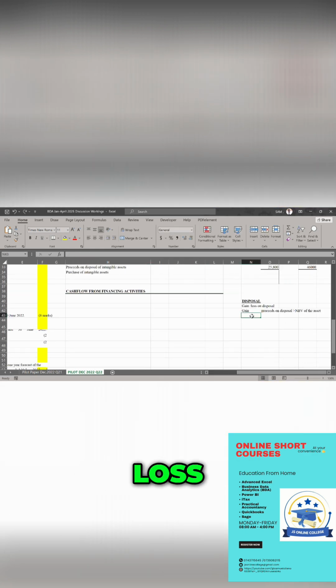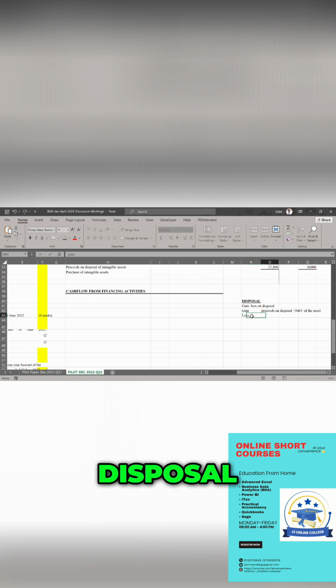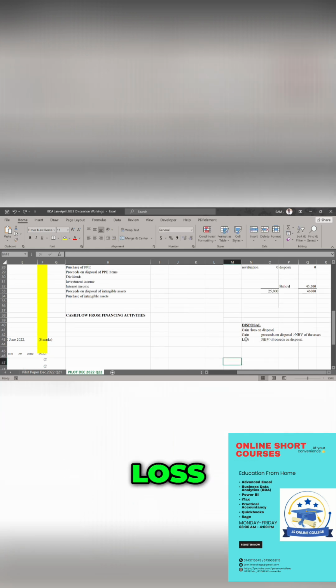So when you talk about loss on disposal, that means the net book value is higher than the proceeds on disposal. So that's when you talk about gain or loss on disposal.